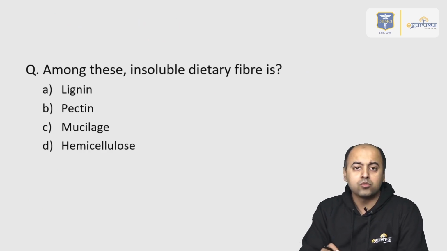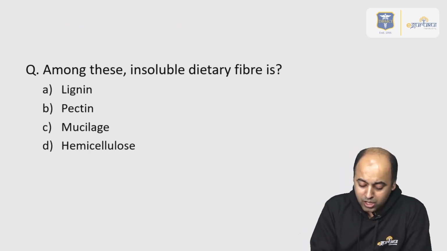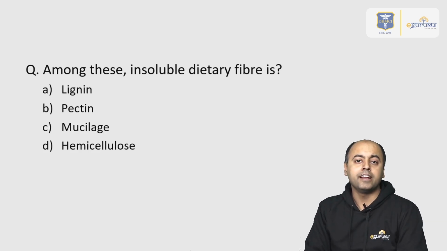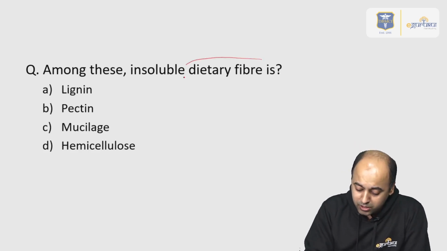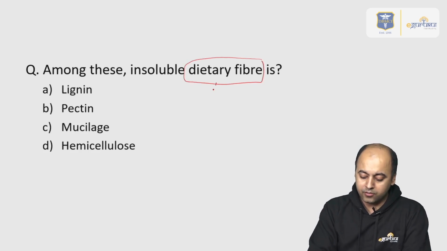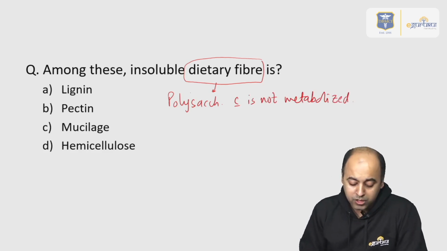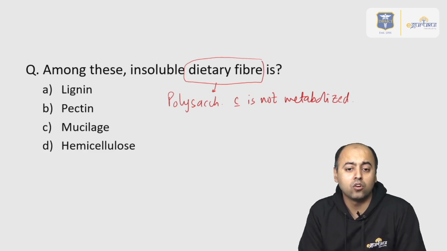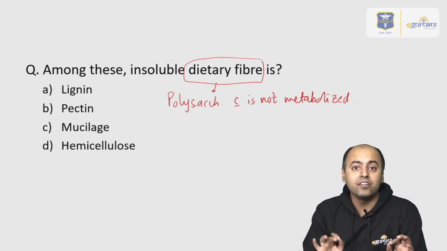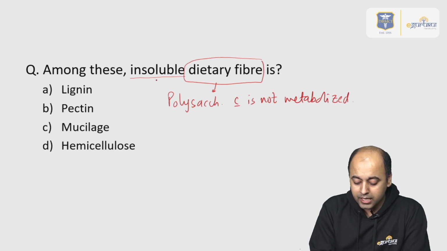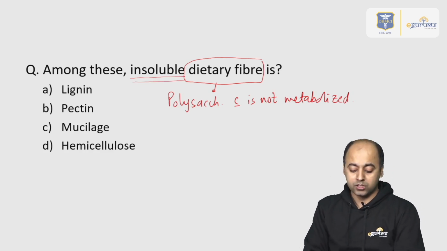Now we are coming to some questions from carbohydrates. The question was, among these, insoluble dietary fiber is, first, what is dietary fiber? Dietary fiber is a polysaccharide in the diet which is not metabolized, right? So all of the options are dietary fibers, but the question says insoluble; among them, which is the insoluble?